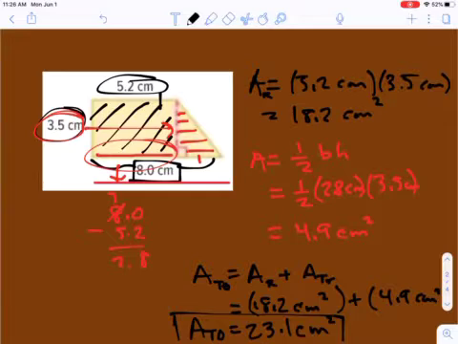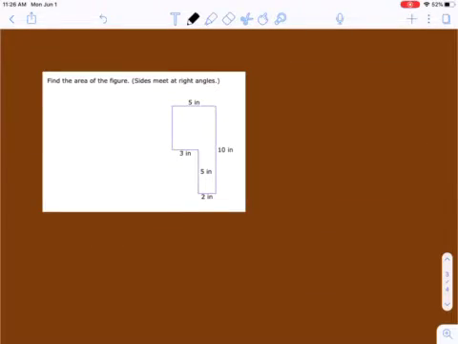All right, let's take a look at another one. Find the area of this figure. Sides meet at right angles. This is a kind of typical problem that you're going to see on Alex. What I'm going to do is chop this up into a couple of different figures so that I can figure out what those figures are. What I usually do is go for the easiest one.